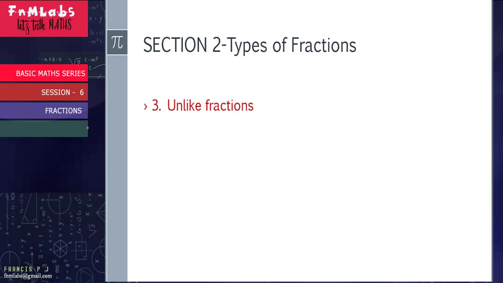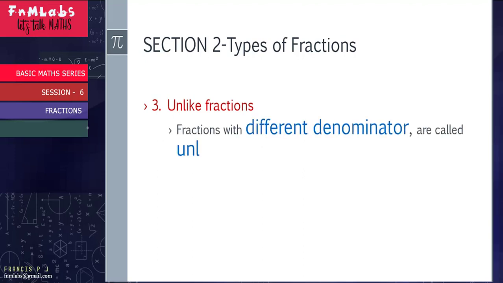Next, we discuss unlike fractions. Fractions with different denominators are called unlike fractions. Examples are 3 by 7, 3 by 6, 5 by 13. In all these fractions, the denominators are different. So they are unlike fractions.